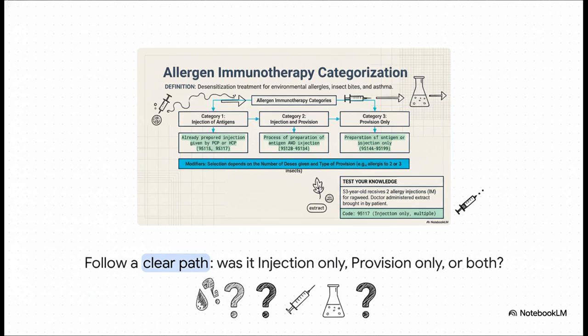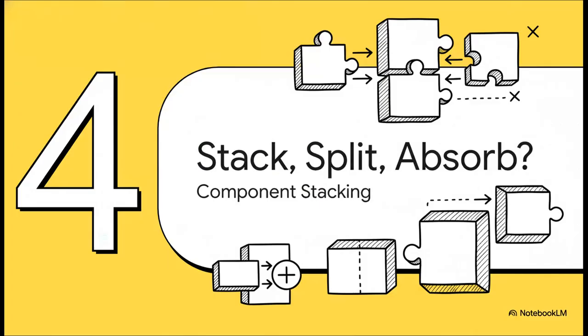That's category 2. Or did they only prepare it for someone else to inject? That's category 3. In our little quiz here, the patient brought their own stuff, so the service was injection only, which leads us right to our answer. All right, now for our fourth and final key, component stacking. This is where we look at the rules for how you combine or don't combine codes when multiple things happen together. Now, this is where folks can sometimes get tripped up, but again, it all follows a very clear logic.